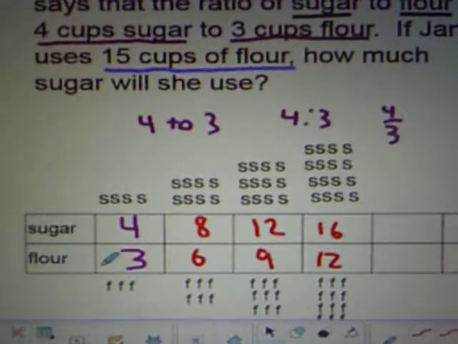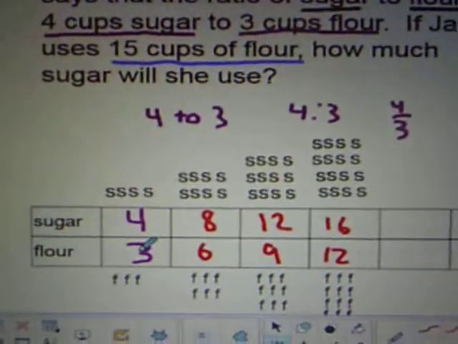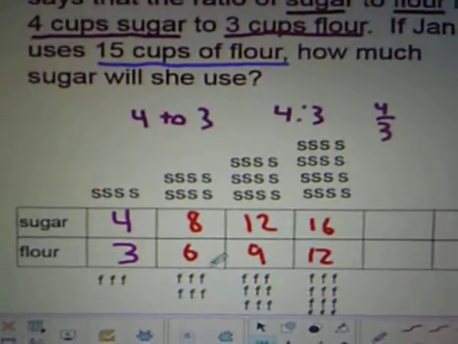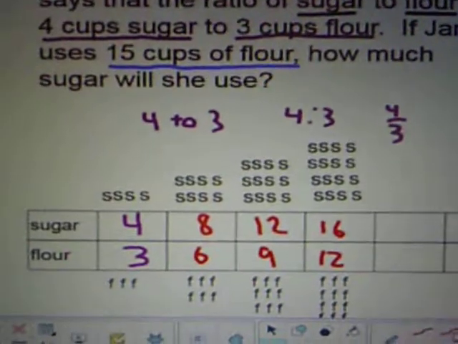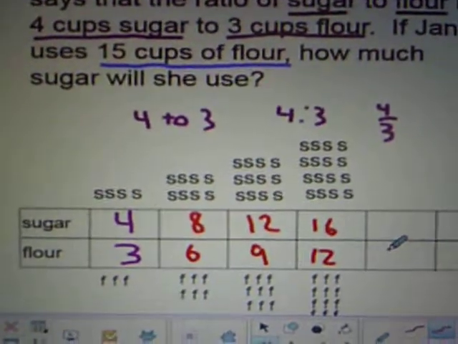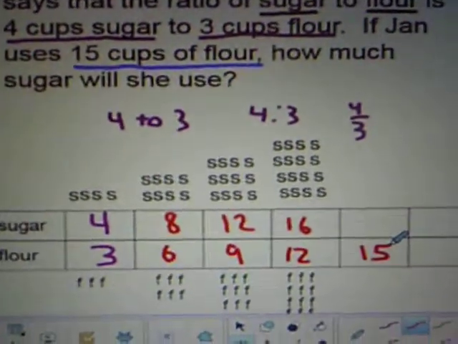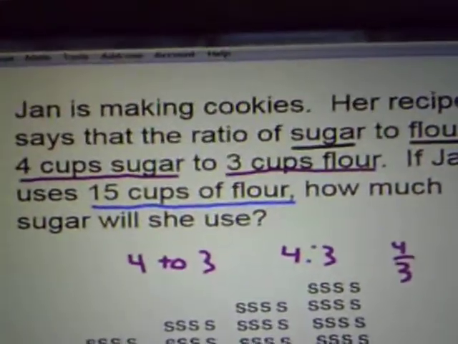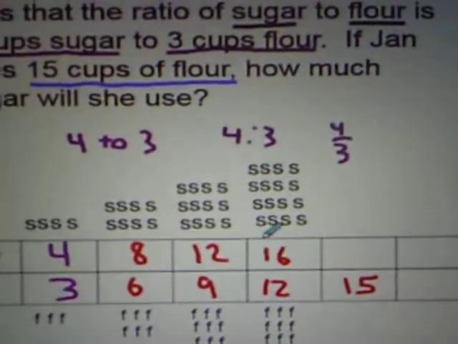So if I look at my flour row, the bottom row, first I have 3 cups, then 3 more, which is 6, then 3 more, which is 9, then 3 more, which is 12. If I actually add 3 more cups of flour, I will get 15 cups of flour. That'll help answer my question. So all I gotta do is finish off the ratio table.